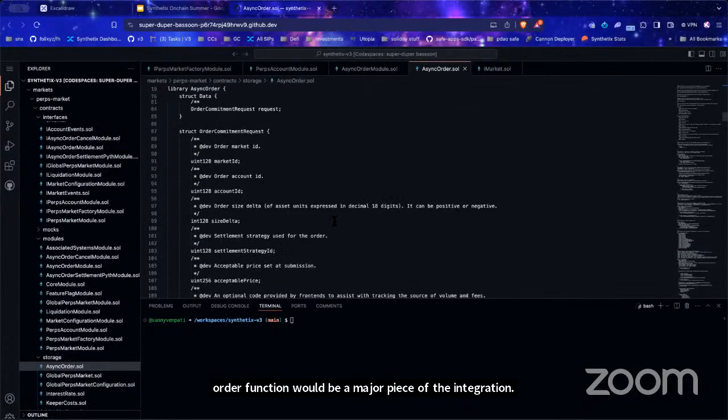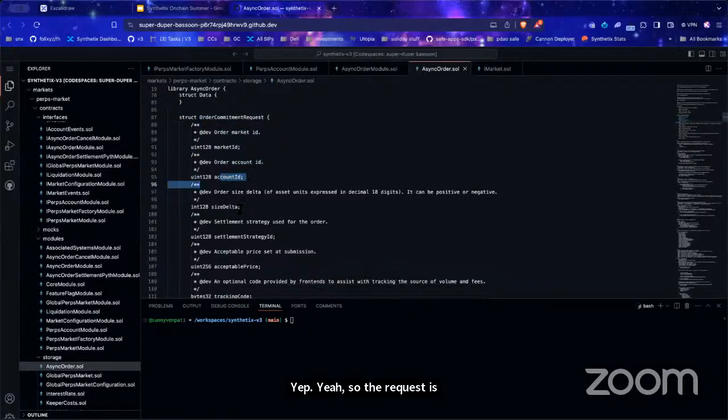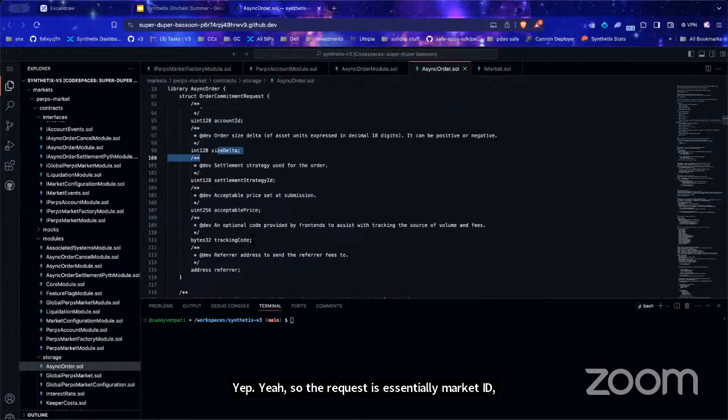Yep. Yeah, so the request is essentially market ID, account ID, your size. We'll talk about settlement strategy in a bit.